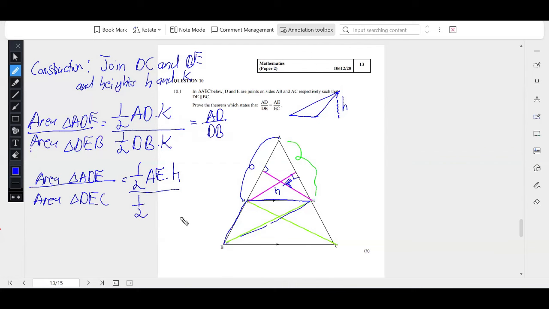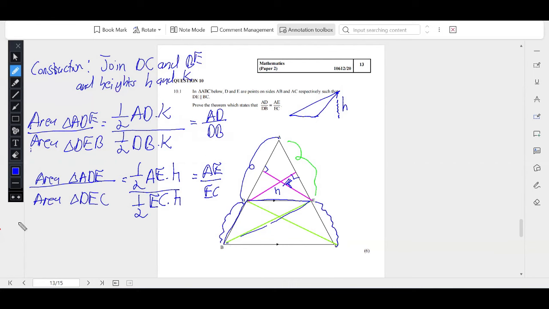Then again, we have half the base for this triangle here would have to be EC, right? So the base is this one here. And then times the perpendicular height H. And the H and H will divide out, and half divides out. So we have AE over EC. So note that our bases are these sides here.